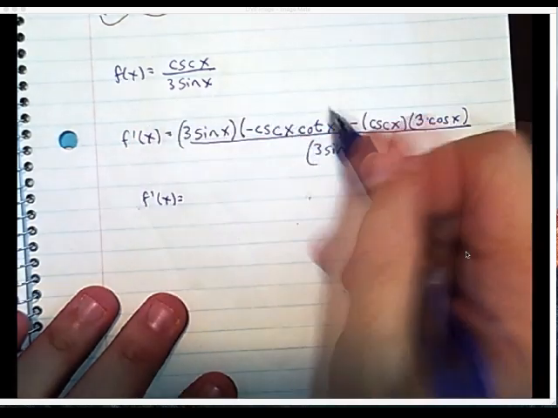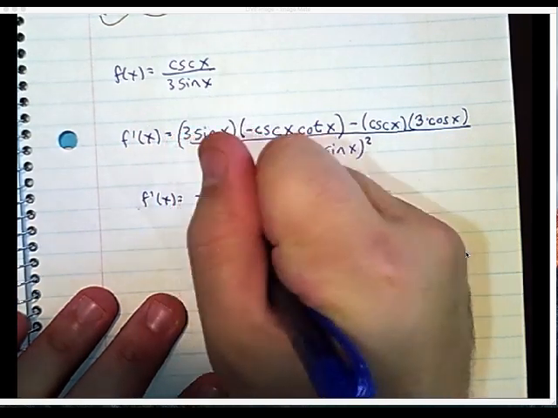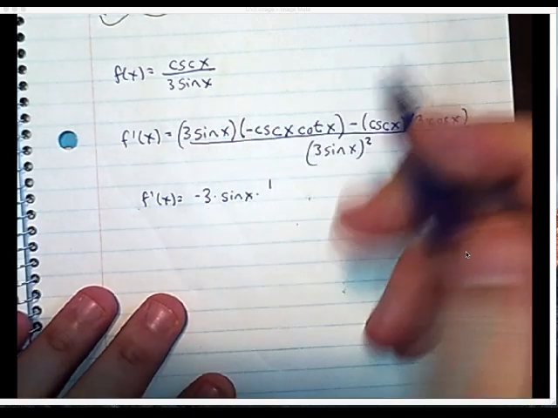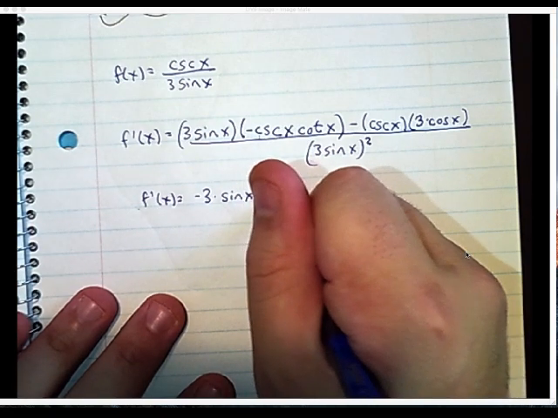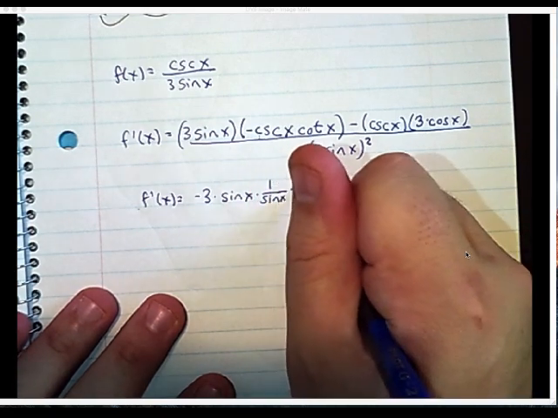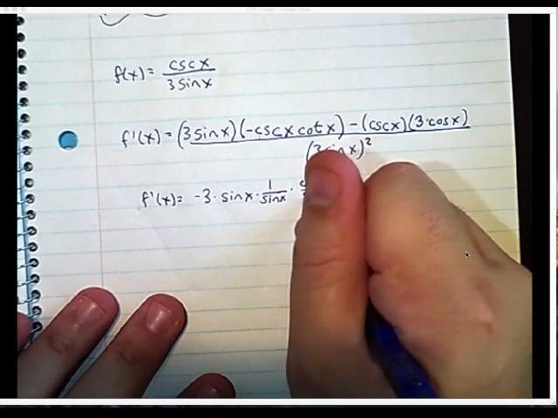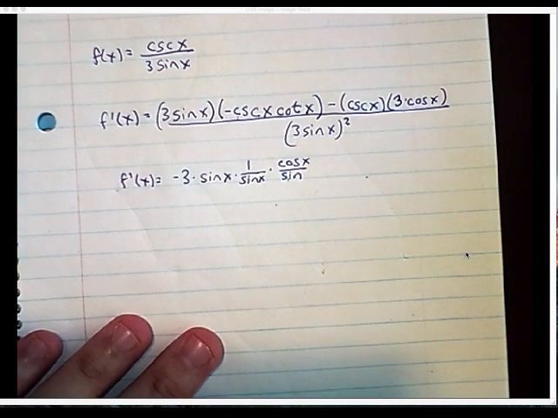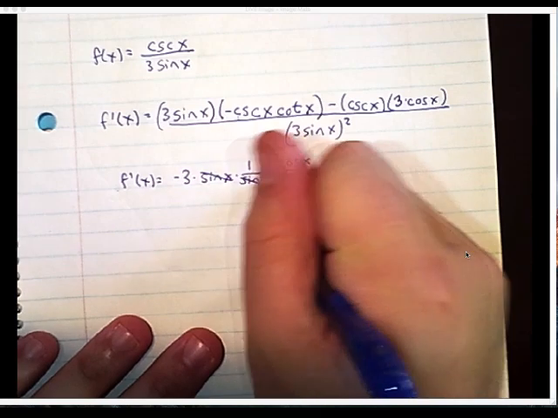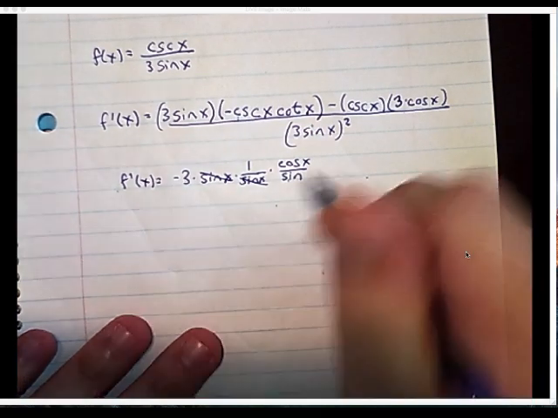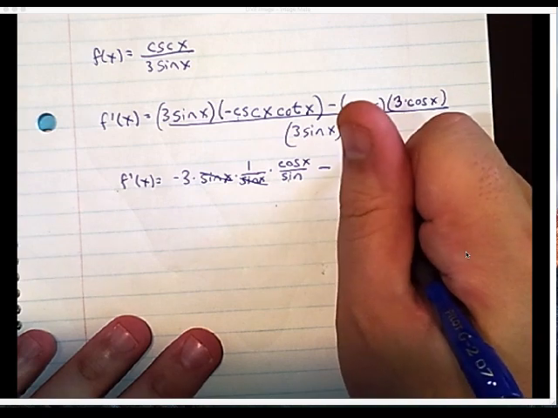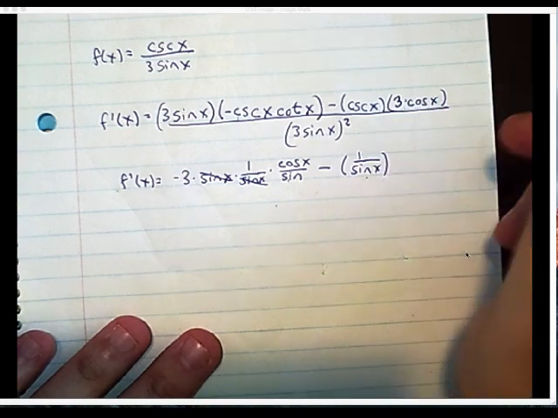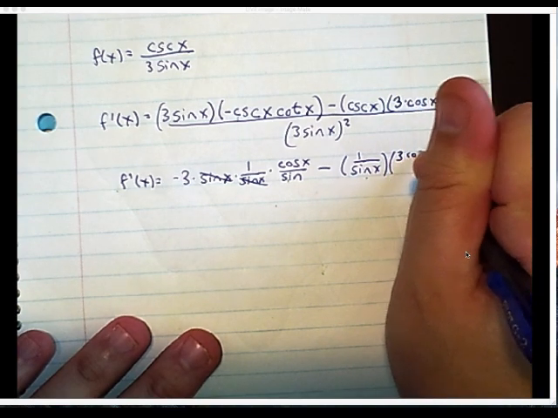Okay, so the negative I'm just going to put out front. So negative 3 times sine of x, and I'm going to rewrite cosecant as 1 over sine. I'm going to turn everything into sines and cosines. Cotangent is cosine over sine. All right. Why is that nice? Because those go away. Minus cosecant, again, is 1 over sine times 3 cosine.